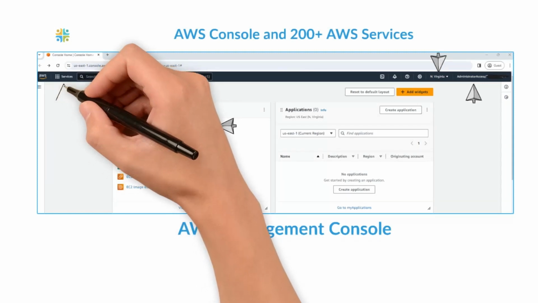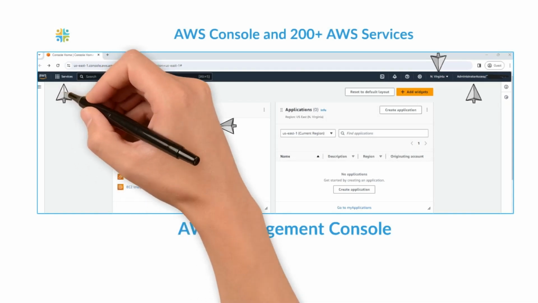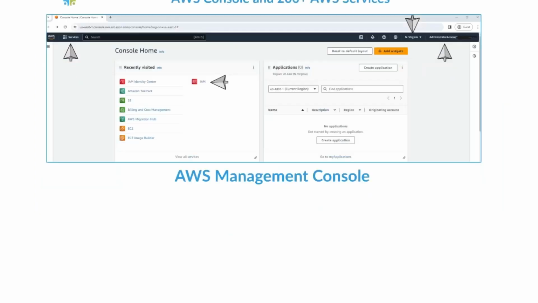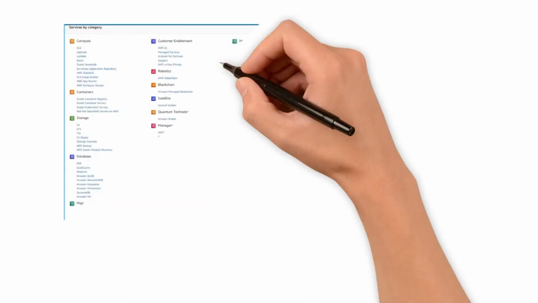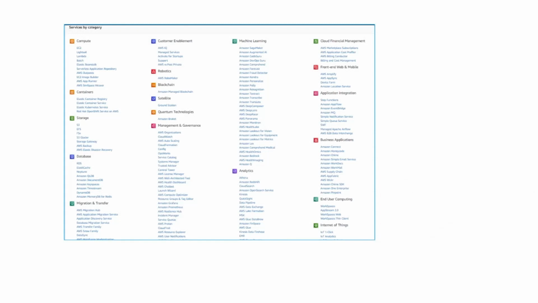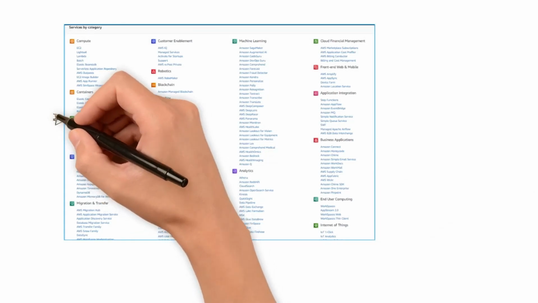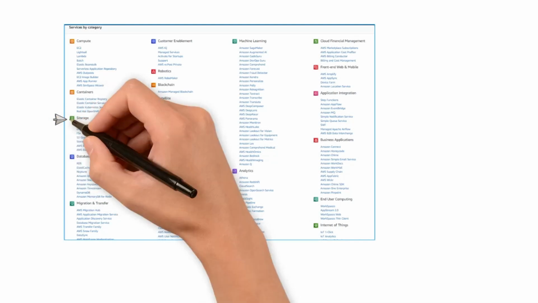Here is where you will find the other AWS services. There is 200 plus services in this list. Let's take a closer look at this list. Yep, 200 plus services. Don't worry, we will make this simple for you throughout this course. Notice that the services are categorized by what is called technology domain.